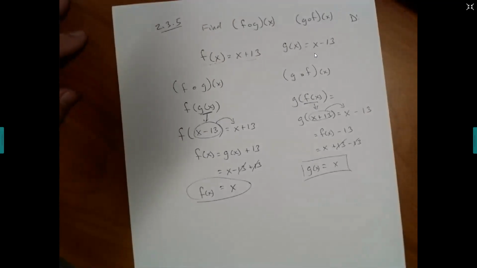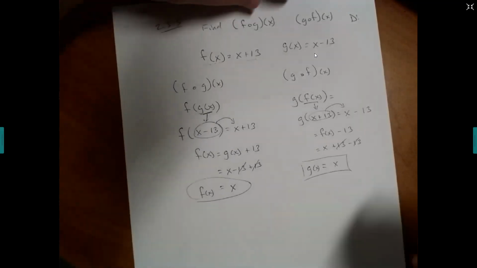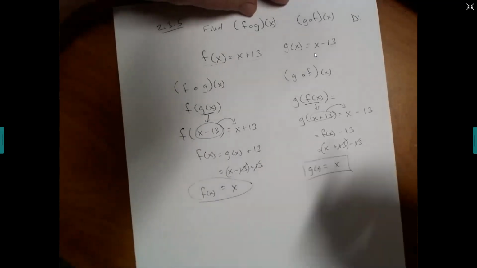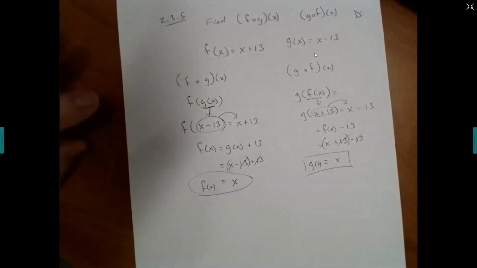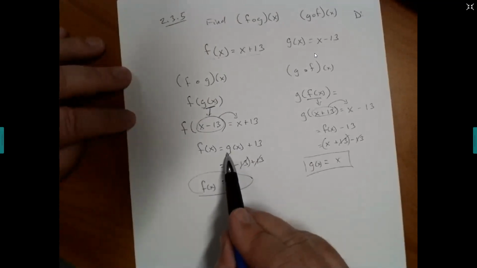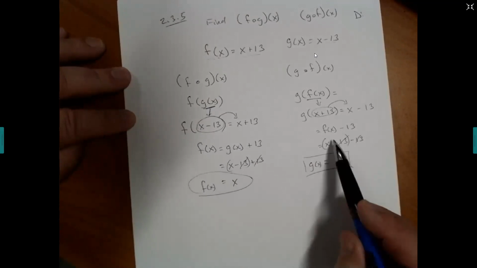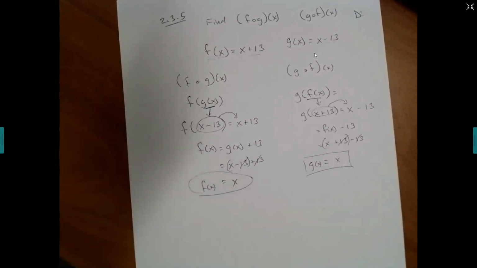Yeah. Okay. That is more advisable, doing that. So whenever you plug in g of x is x minus 13, put it in parentheses. f of x is x plus 13, put it in parentheses, and then you can remove them afterwards.